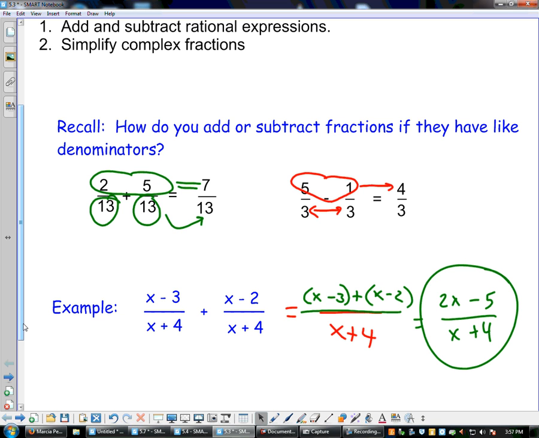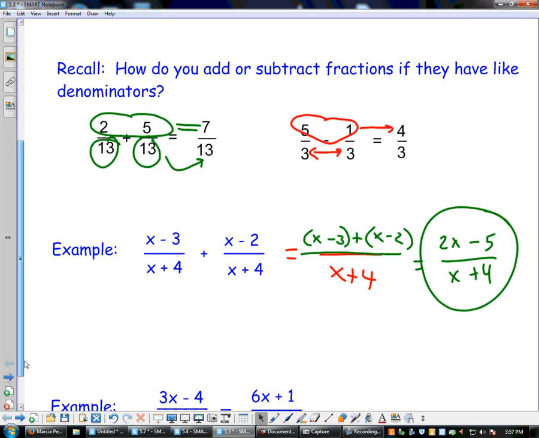Wait, should I simplify that, or is that my final answer? That's it. I don't think it can be simplified anymore. Can we divide out those x's, Miss Bella? I cannot divide out those x's in this case. No, they are locked into terms.